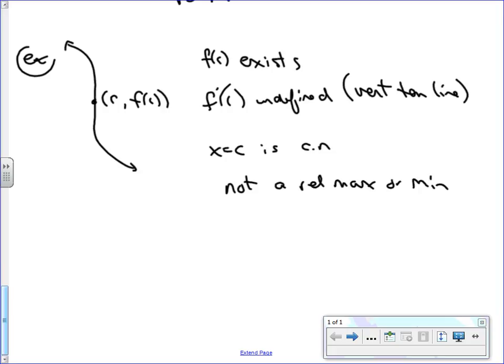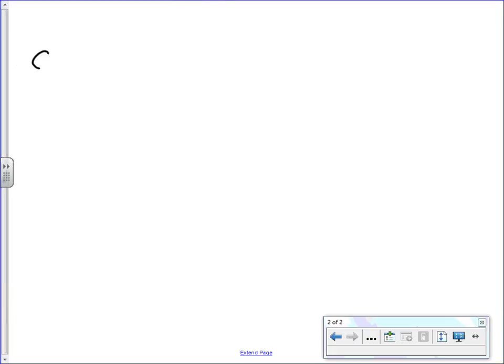So if you're going to have a max or a min, you have to have a critical number, all right? But just because you have a critical number does not mean that you're going to have a max or a min. Okay? All right, some more graphic considerations.